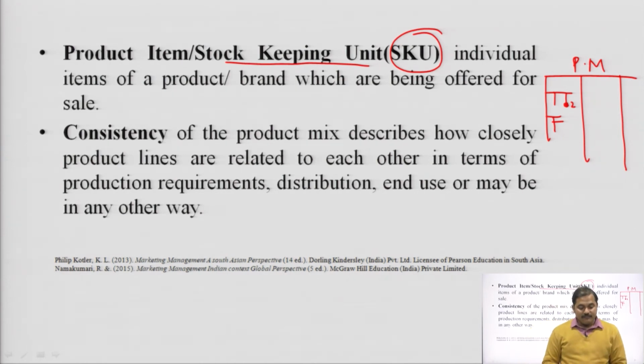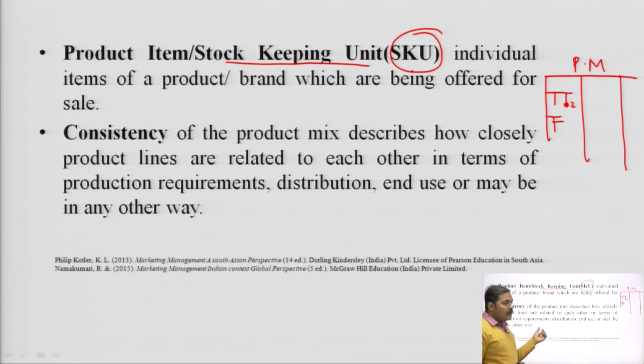The next and the last aspect or dimension of a product mix is consistency. It's quite clear from the term itself: consistency means having similarity and resemblance, matching with what we are having. Let us have a look at that particular aspect also. Consistency of the product mix describes how closely product lines are related to each other.